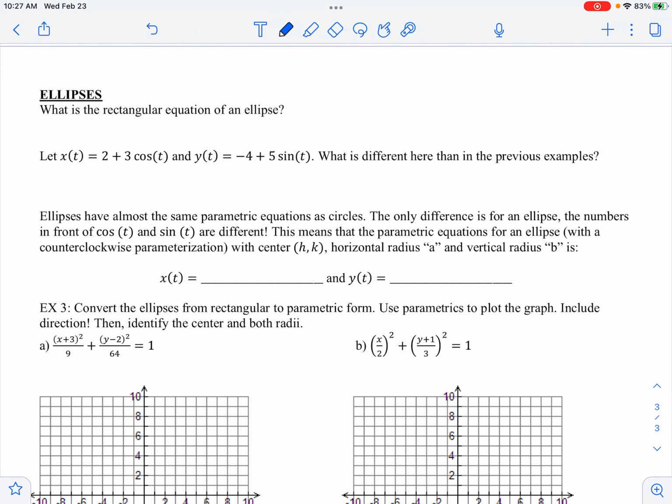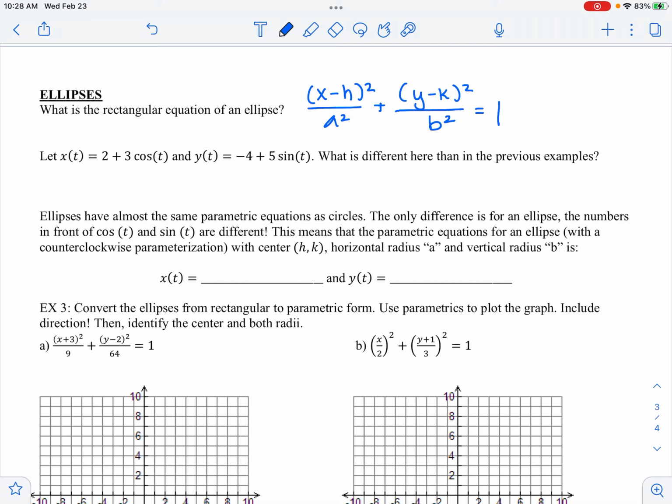So first thing it asks us about ellipses is what's the rectangular equation of an ellipse? We have a vertical and horizontal ellipse. Let's just write down the horizontal equation. So that's x minus h quantities squared over a squared plus y minus k quantities squared over b squared is equal to 1. All right, so now it says let x of t be 2 plus 3 cosine of t, and y of t is -4 plus 5 sine of t.